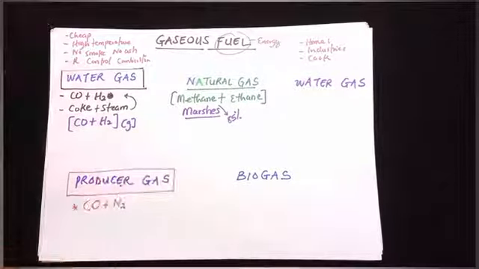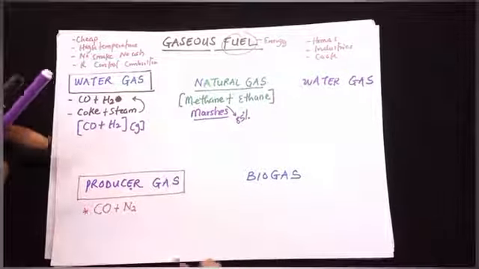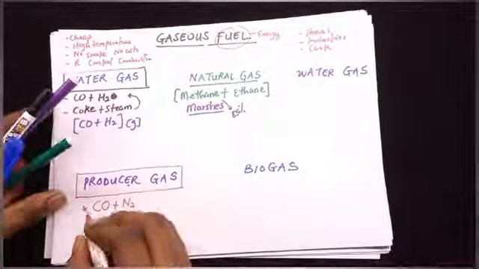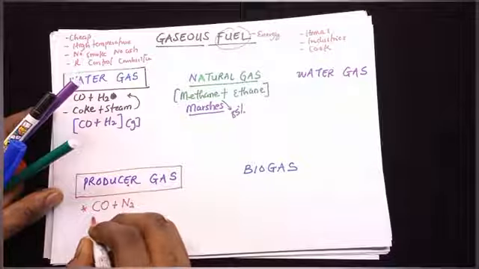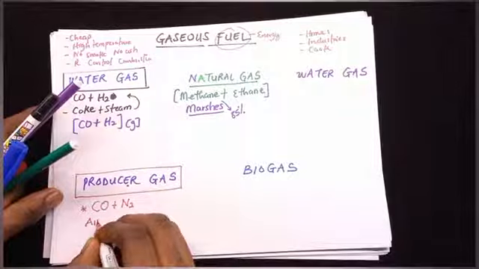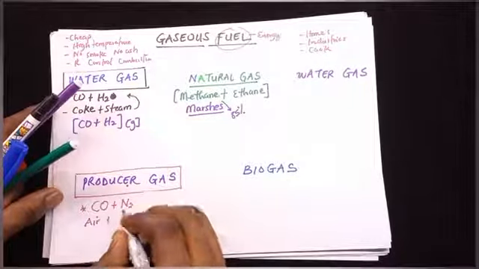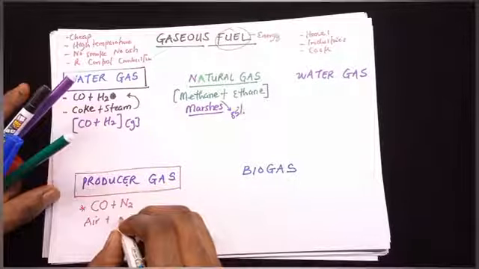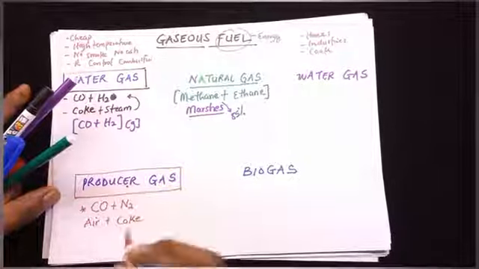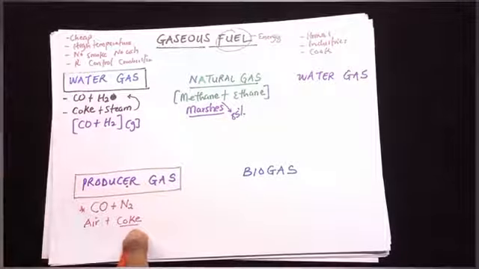Now, how is producer gas produced? That's funny, producer gas being produced. So it is produced by running hot air over carbon. Air and what? And carbon. I'm going to write coke here as carbon, because coke is when you heat carbon to a high degree and it's white hot.